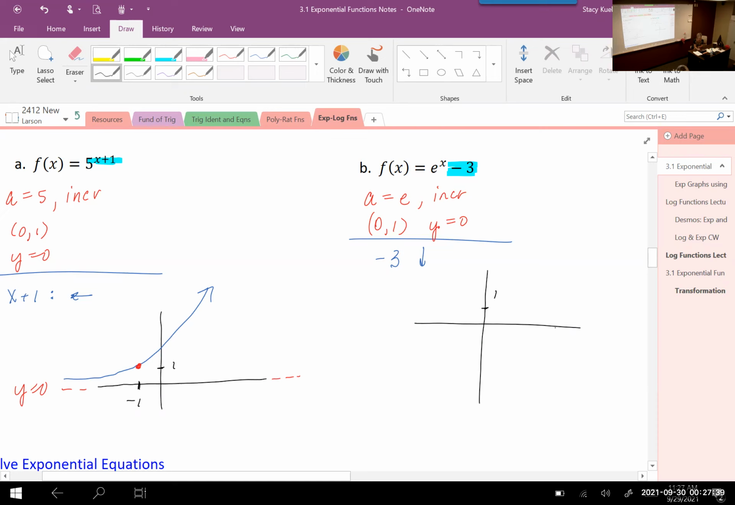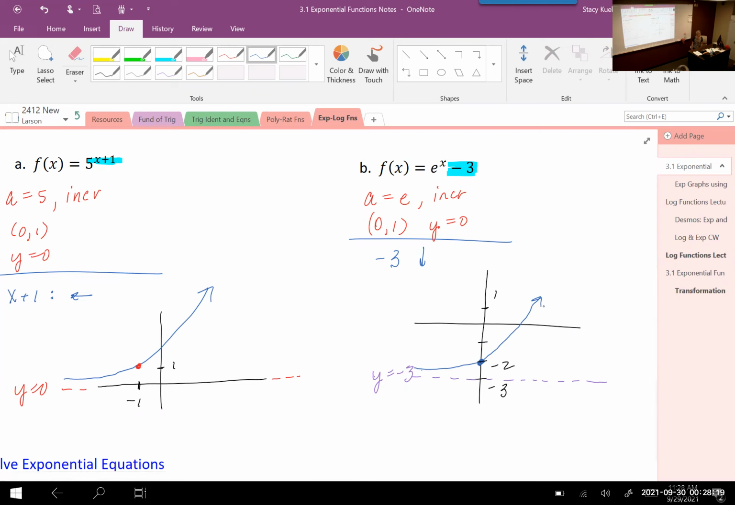I like to move the asymptote first. I'm going to move the asymptote down 1, 2, 3. So I have a new asymptote here at y equals -3. And that point also moved down 3, so it is here at -2 on the y-axis. Now this is an increasing function, so I can draw it like that. Okay, that's all I'm looking for.